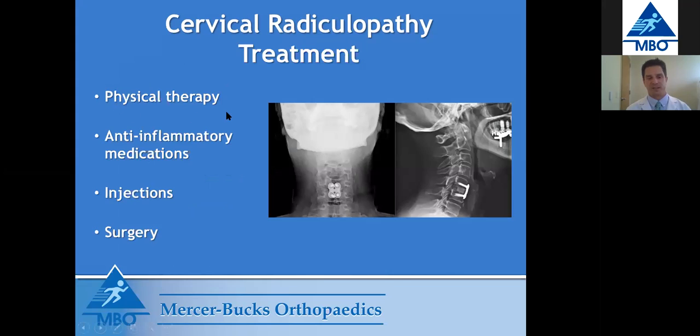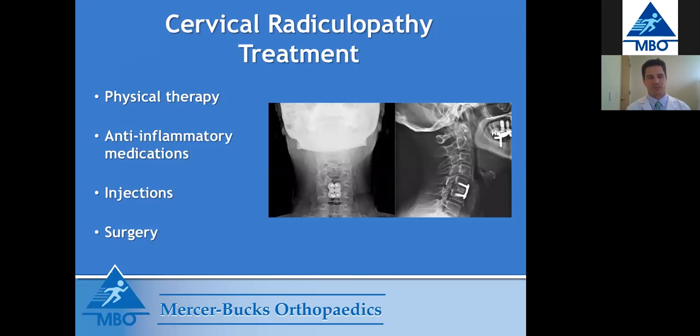Physical therapy is the mainstay of treatment. It's an initial treatment, and it often is curative for many of the issues that affect the neck. Anti-inflammatory medications can also be helpful, because often there are inflammatory or arthritic changes within the neck, and the extra inflammation, the swelling as a result of that arthritis and inflammation, can be sources of compression. So anti-inflammatory medications can often be helpful.